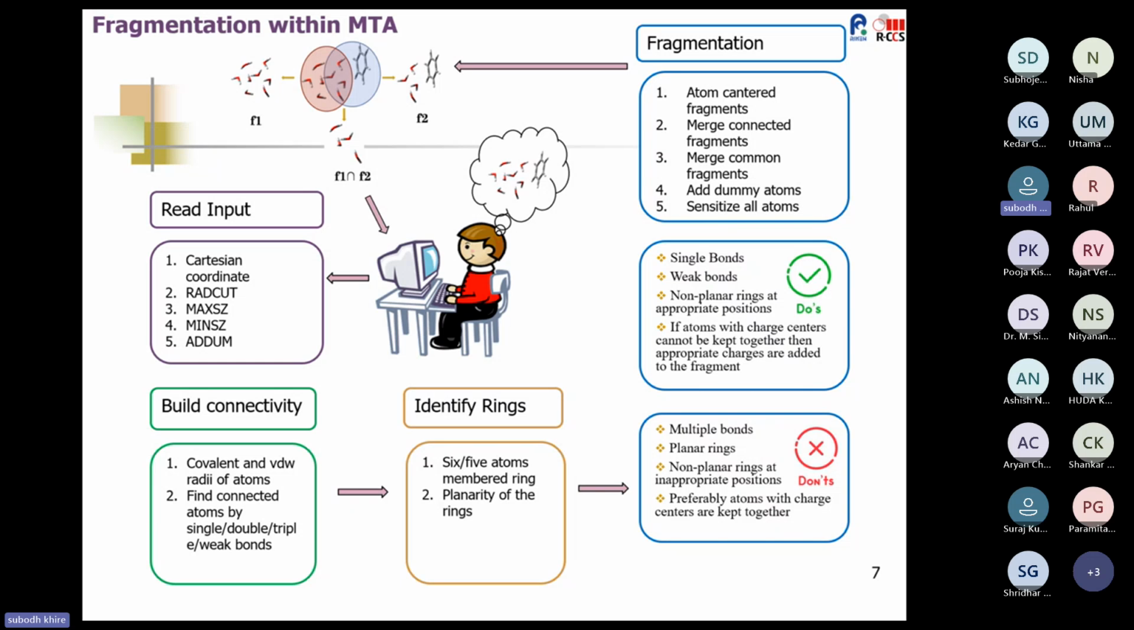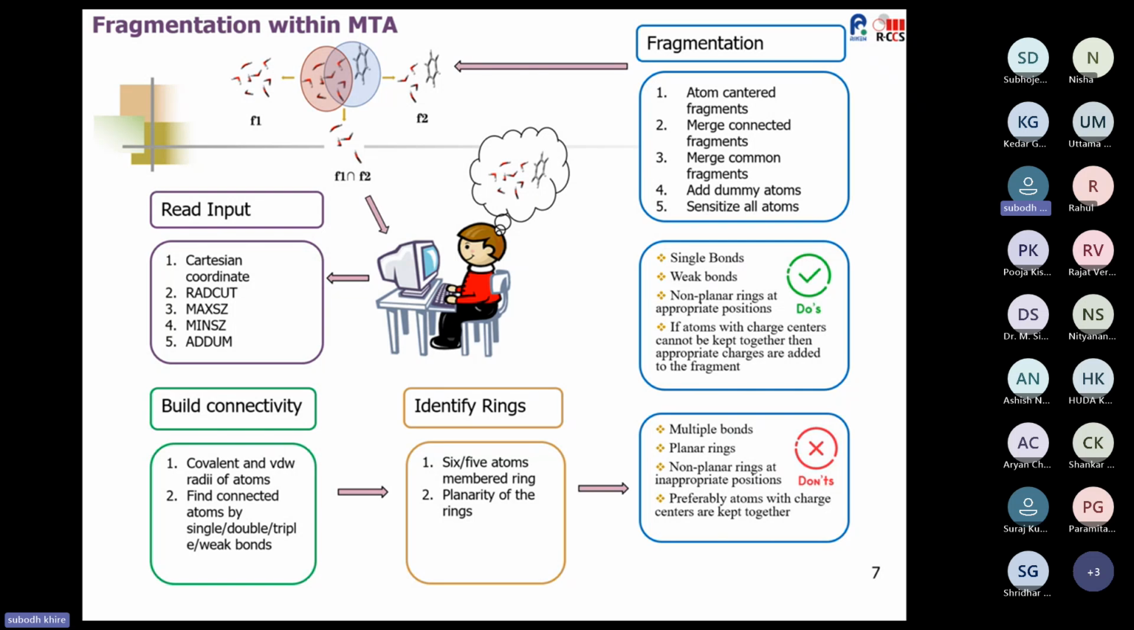And max size is the maximum number of allowed atoms in a fragment, and likewise min size is the minimum one. Once these parameters are given by the user, the program will build the connectivity by using the information of the covalent and van der Waals radii of the atoms, because that is already defined. Using this, the program will find the distance matrix, and know which atom is connected to which, and the type of bond using the bond lengths, meaning whether it is a single bond, double bond, triple bond, or a weak bond. So it will identify this.